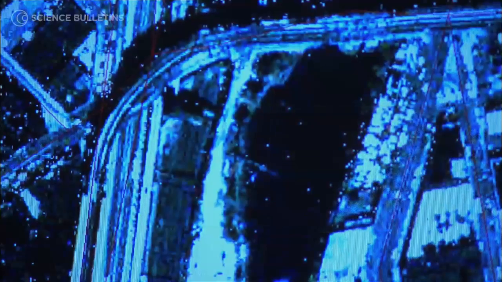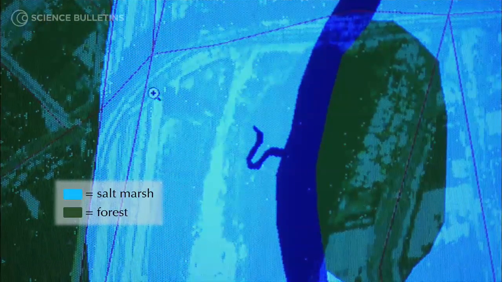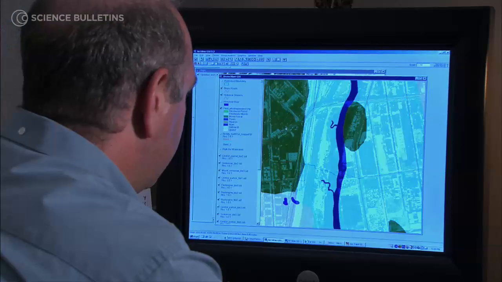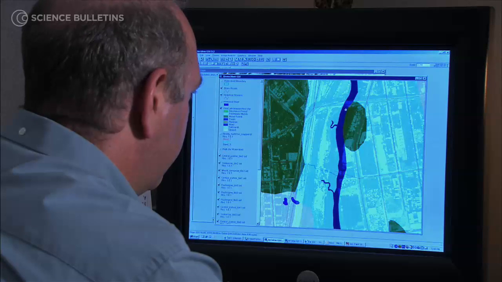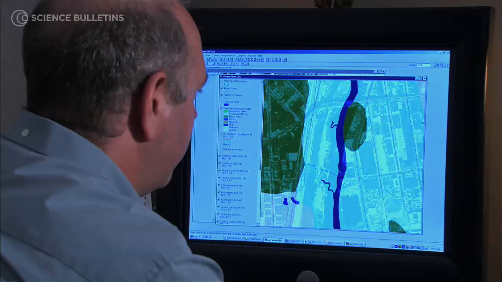And if I turn on the historical reconstruction, you can see this all once upon a time was salt marsh, way back here, way up past the subway station. And this is forest up here, and across the way was another big stand of forest, and the salt marsh is nearly as far as you could see.